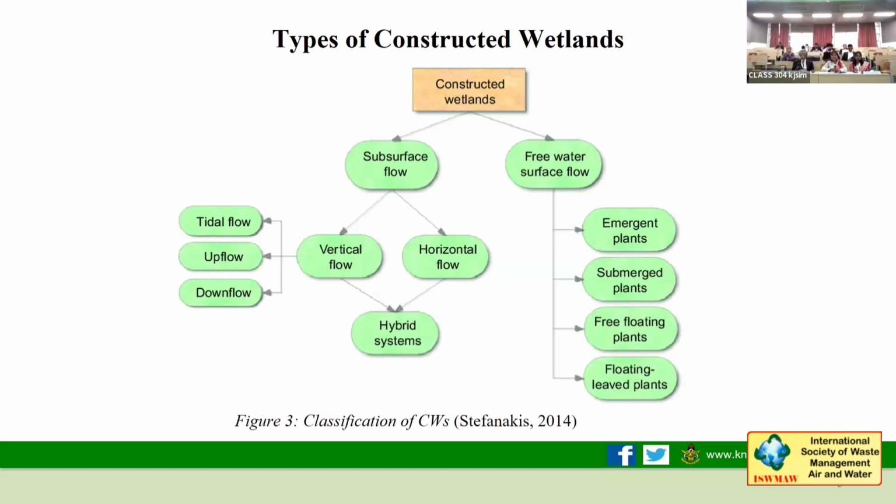Then the other type is the subsurface flow, which has 2 main types depending on how the water flows. And that one is vertical flow and horizontal flow. However, these 2 can be combined to form a hybrid flow. For vertical flow, you can have the tidal, the upflow, and then the downflow.